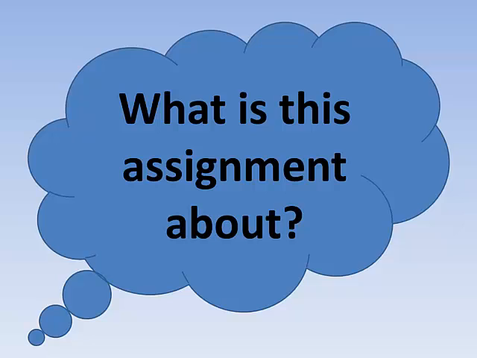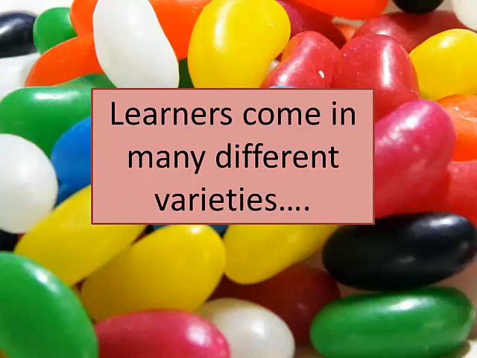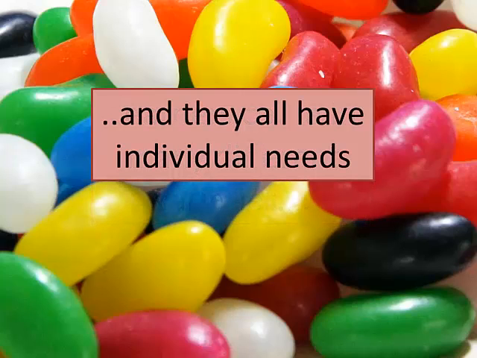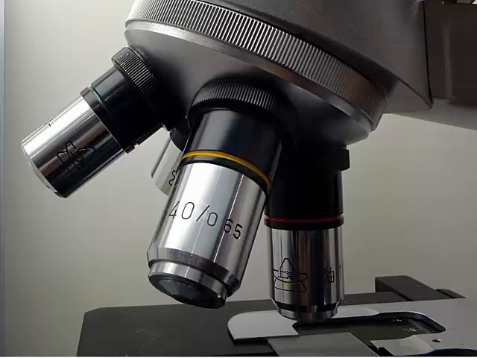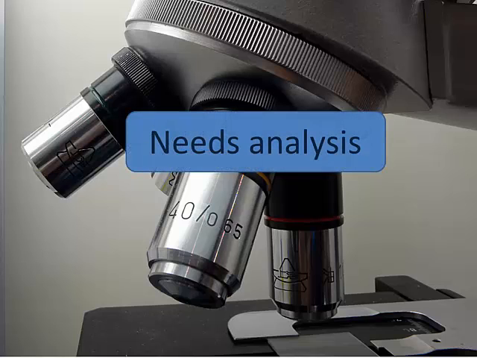This is a good question to start with, I think. What is this assignment about? Well, it's what teachers really have to do all the time. If you think about your learners, they come in many different varieties. They come in different ages, different abilities, different levels, and they all have individual needs. So what this assignment does is allow you to take a particular learner and put them under the microscope a bit, and to do a needs analysis on them. So to look at the problems that they have and to suggest how you could help them with those problems.